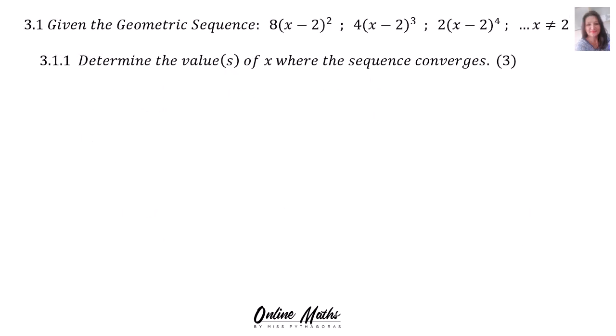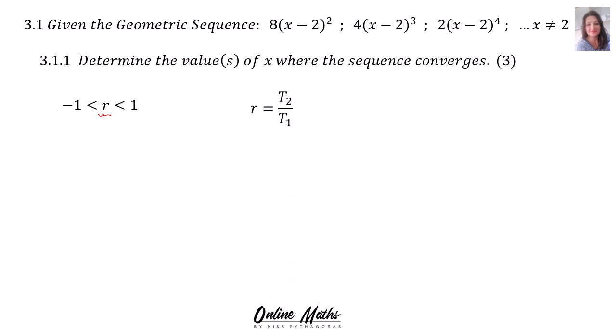Given the geometric sequence, and then you see the sequence there. Number 1, determine the value or values of x where the sequence converges. Now, for a sequence to converge, we need to decide a value for r, and r has to lie between those two values, 1 and -1.